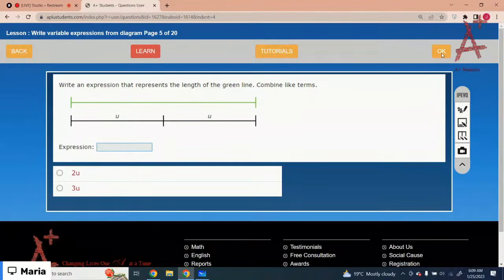Very good. They are the like terms. You can collect them. It would be 2u. So, just select the correct option and click on the OK button.